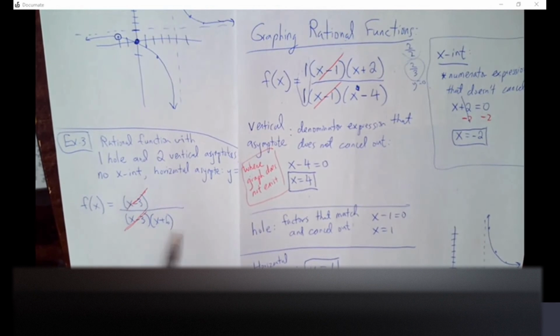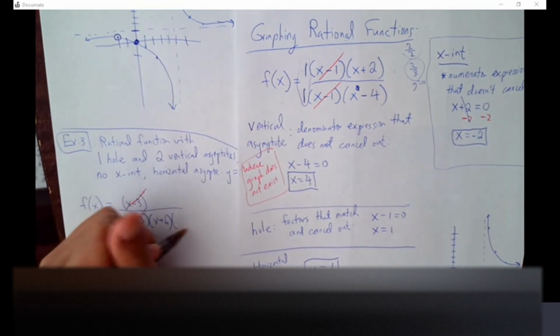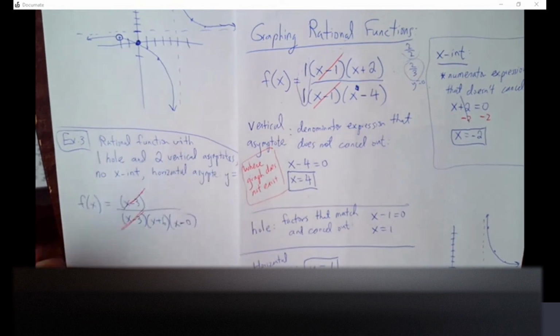It could be X minus 1, it could be X minus 0, but Oh, wait, on the denominator. You want, wait, what do you want to do? It doesn't matter. X what? X minus 0. Okay, that works.